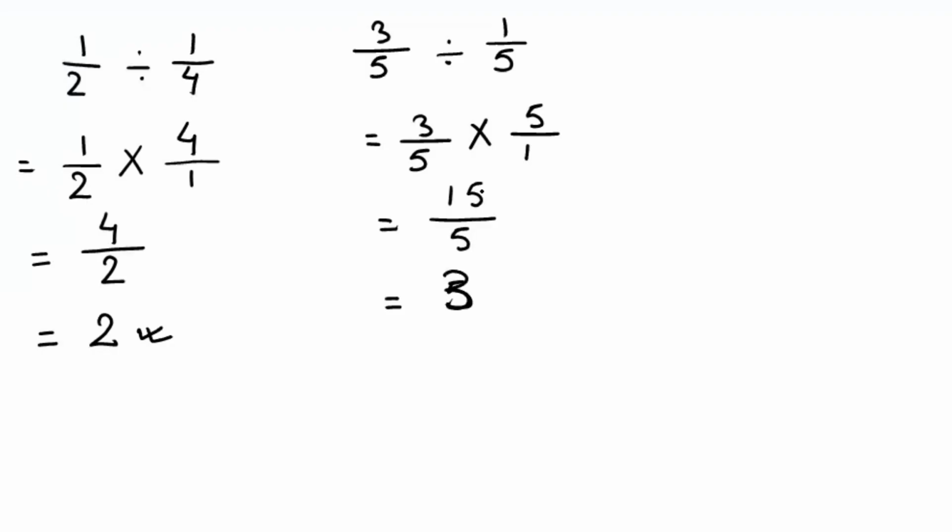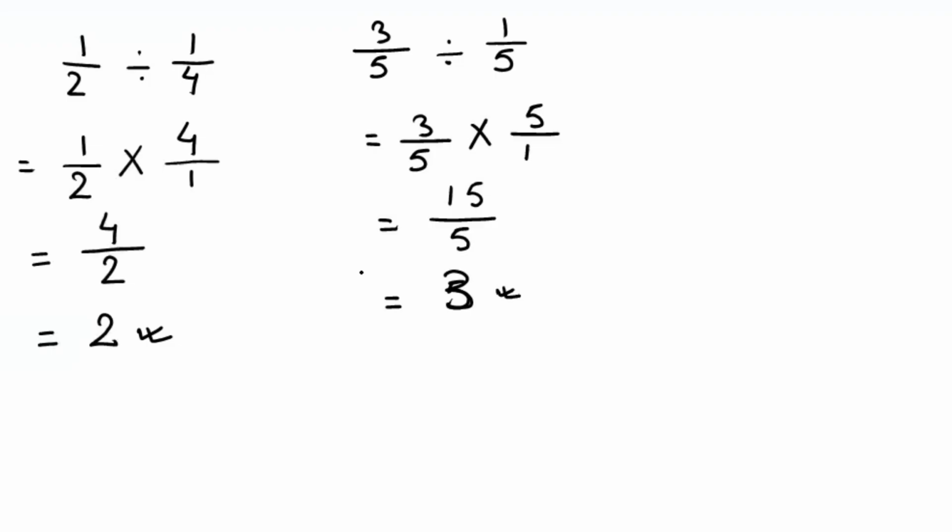5 times 3 will be 15. So our answer will be 3. So dividing by a fraction tells us how many of that fraction fit into the first number. Okay. And why do we flip the second fraction? Because flipping helps us count those groups easily. That's why we flip the second fraction.